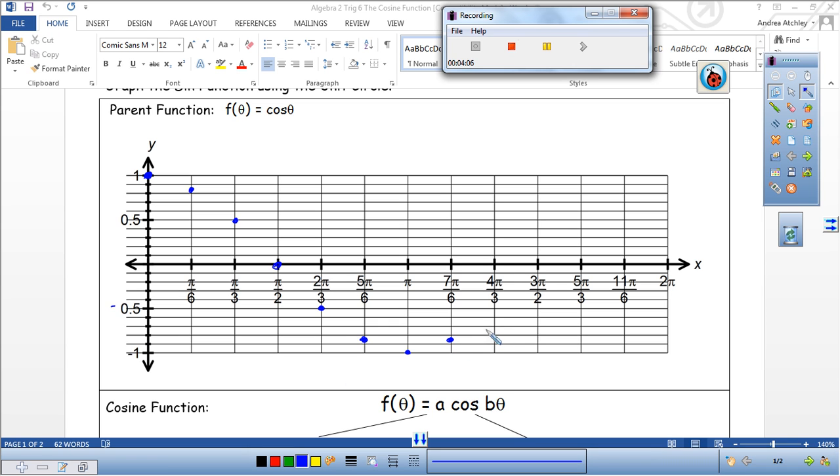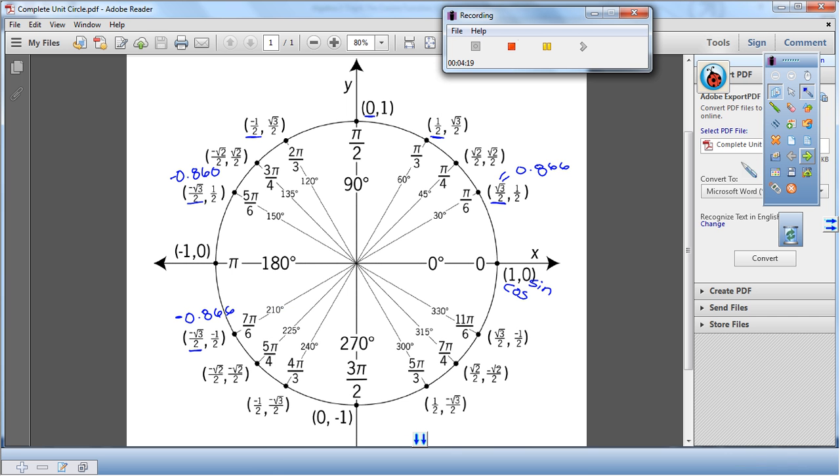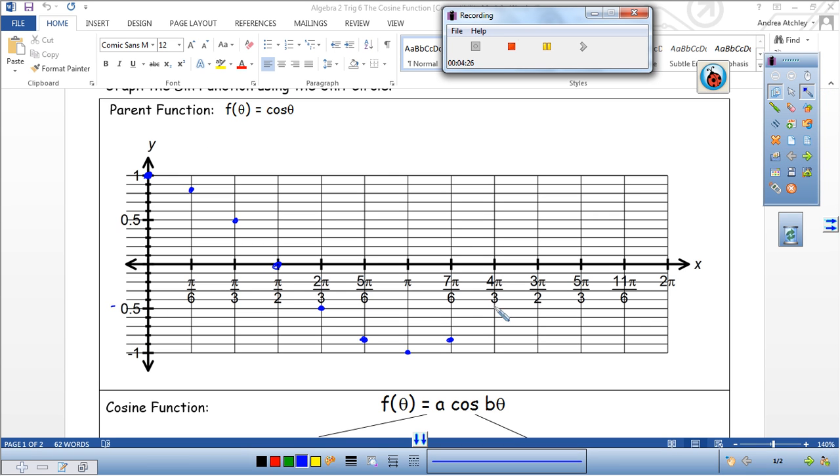And at 4 pi over 3. Nate, what is it? 4 pi over 3, in the unit circle. Negative 1/2. Negative 1/2. Right here. Okay, everyone's doing the last few, using your unit circle. Hope you've got the hang of it.